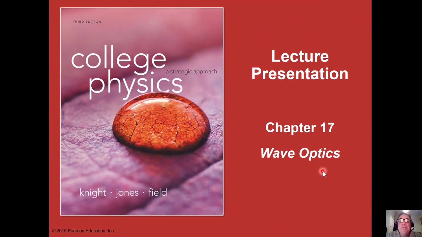Hi everybody, this is Dr. Bricker here with a video for Chapter 17, Part 1. This is dealing with wave optics. So light behaving like a wave. Depending on what it interacts with, sometimes wave properties come out.